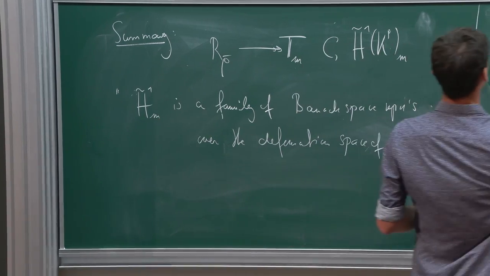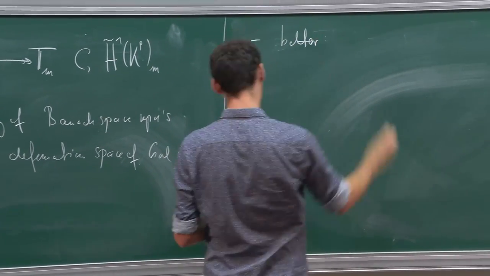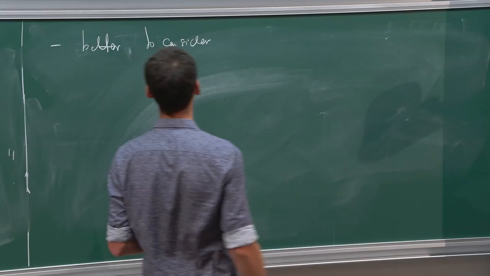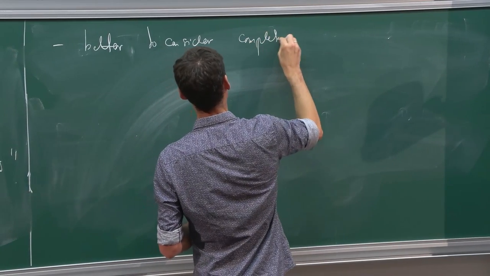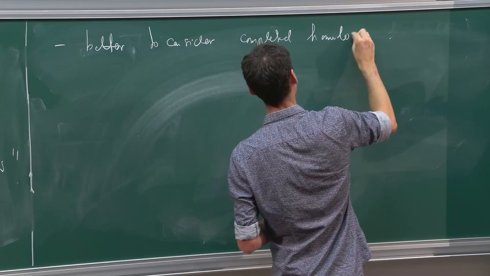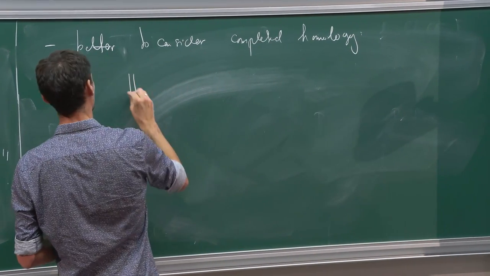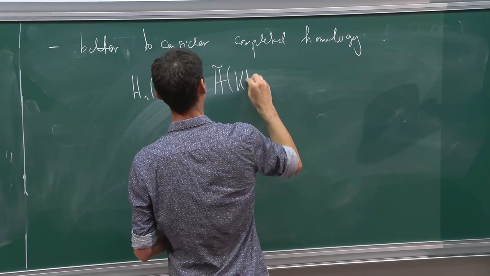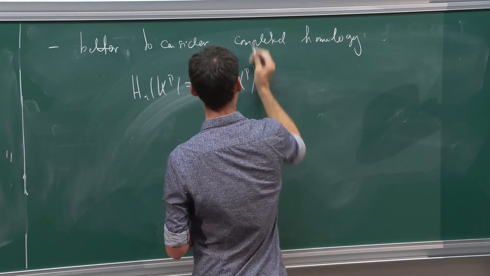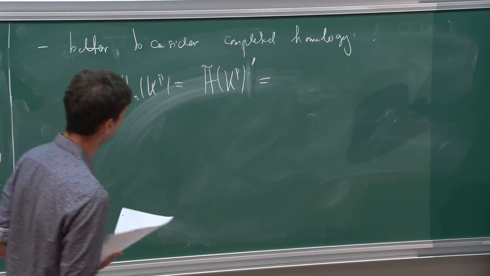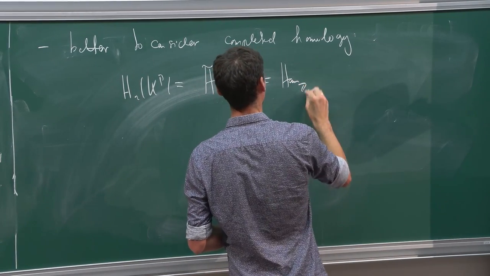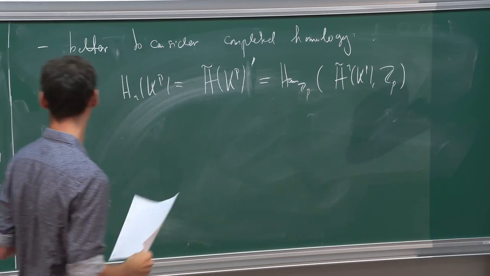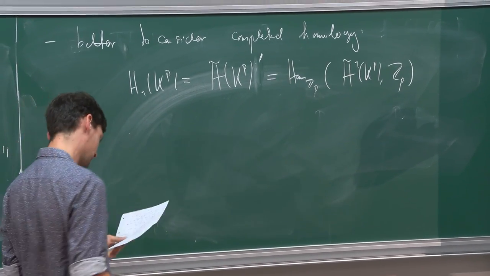And that's what I want to do. So better to consider completed homology, which is by definition just the dual, well, for some reason I chose to write prime for duals, so it's just the Hom over Z_p of completed homology into Z_p, okay, which still, of course, has an action of the Galois deformation ring, which is a module.